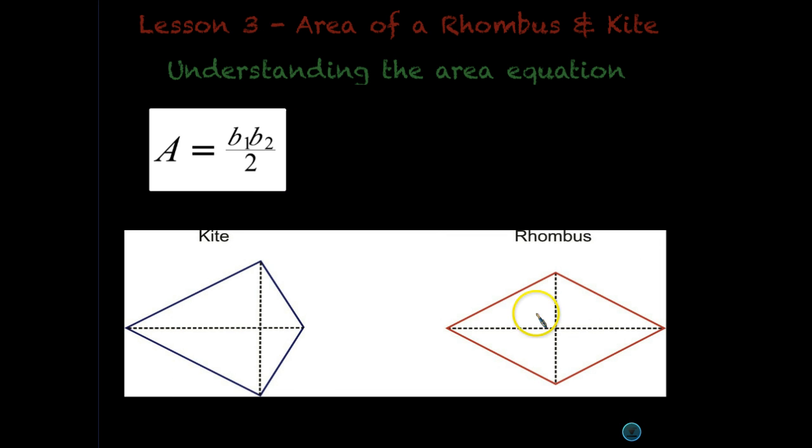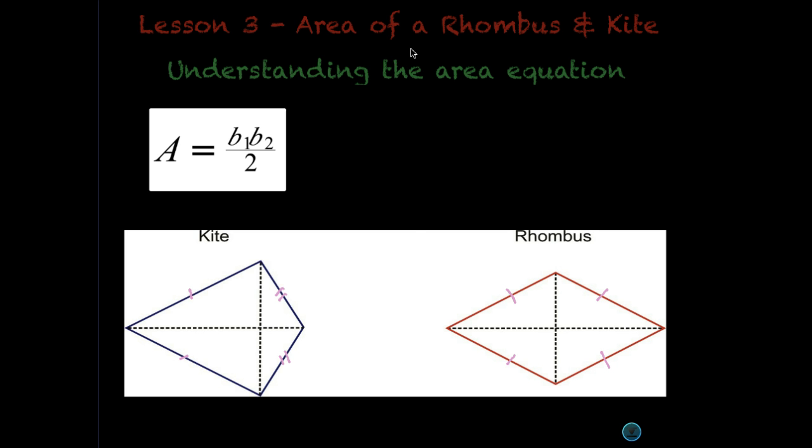Here's a kite and here's a rhombus. They look very similar. The only difference between the two is that a rhombus has all four sides that are congruent. So I could draw a congruency mark here, here, here, and here. Very similar to a square, except that a square has 90-degree angles where a rhombus doesn't. So I know all four sides are congruent, but I can use the formula that we're about to look at. A kite, on the other hand, has two sets of sides that are congruent. This side is congruent to this side, and this side is congruent to this side.